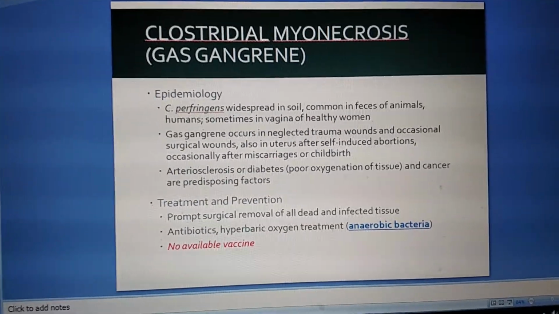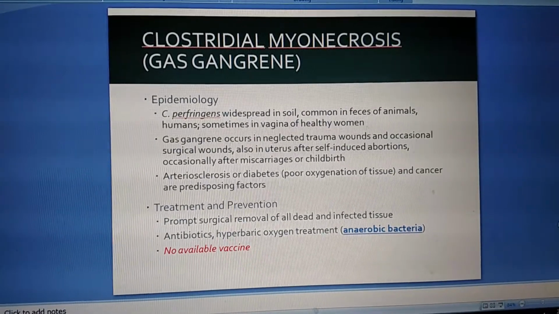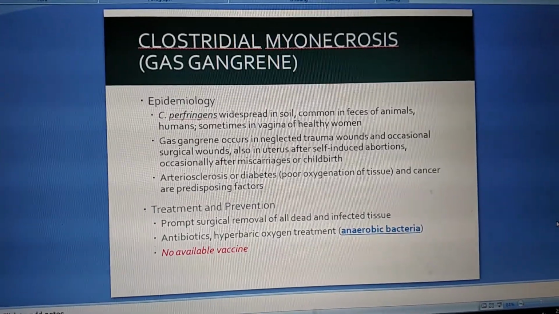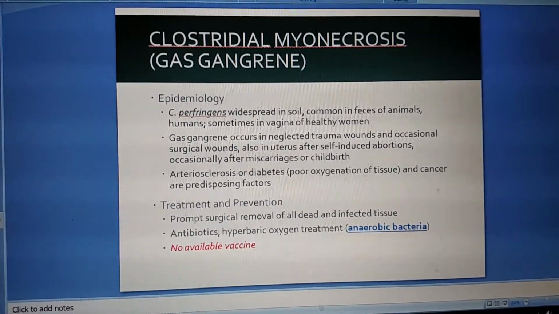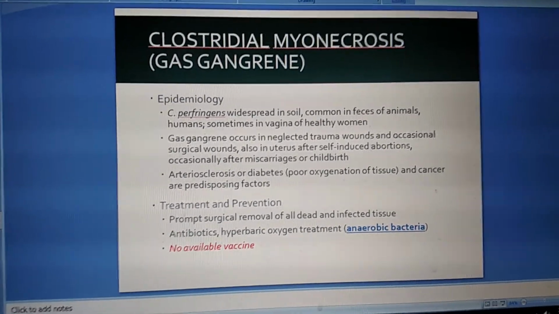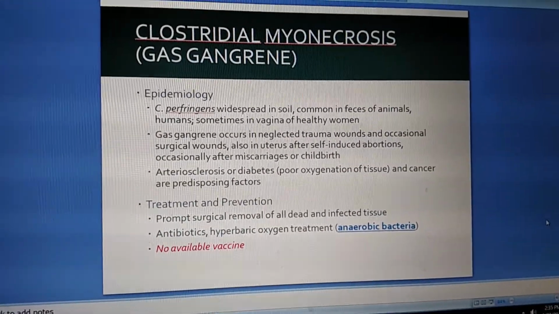Treatment for this, you have to surgically remove all the dead and infected tissue. You need antibiotics. You need to be put in a hyperbaric chamber. Again, these are anaerobic, so if you pump oxygen into your tissues, it will actually kill the bacteria. There is no available vaccine for this.